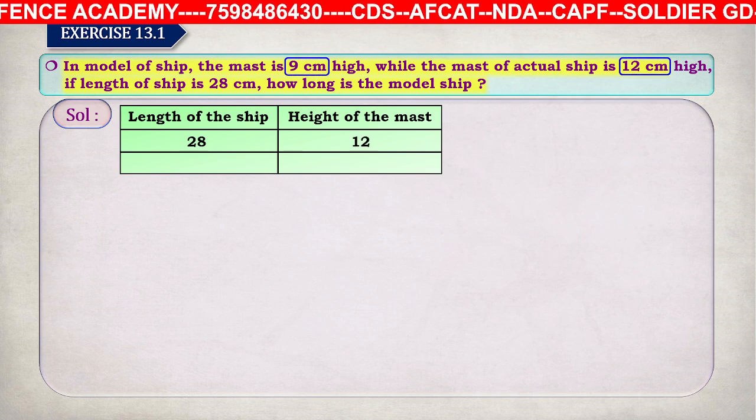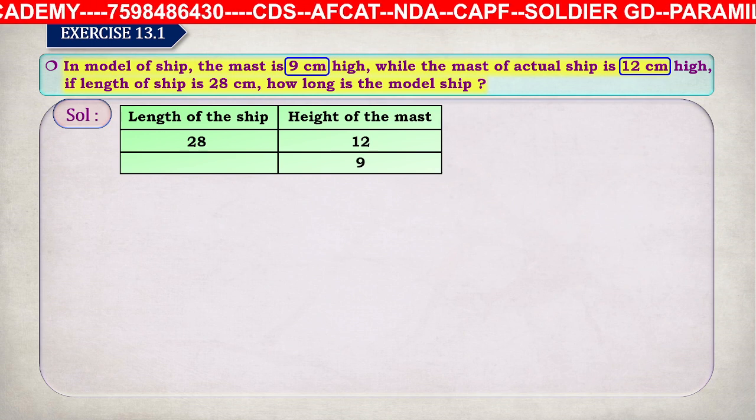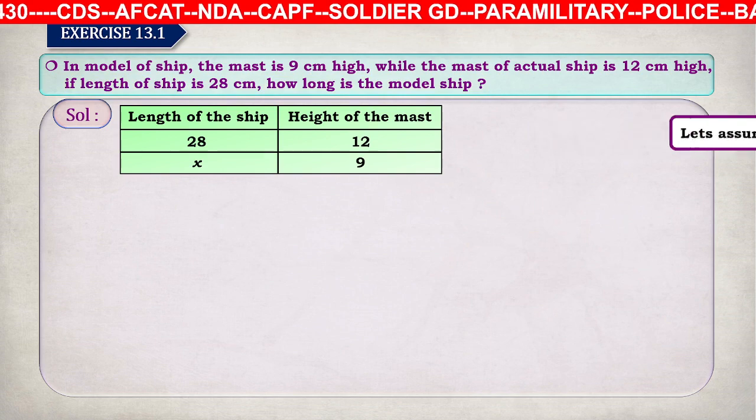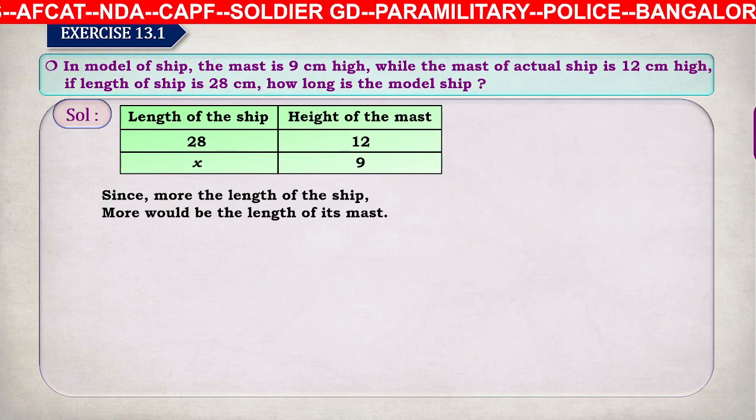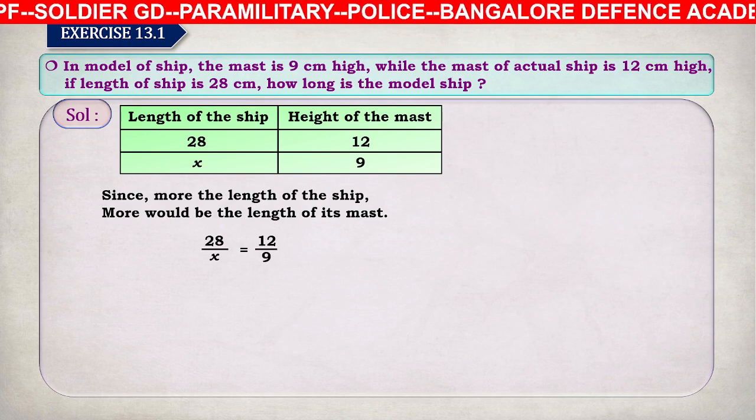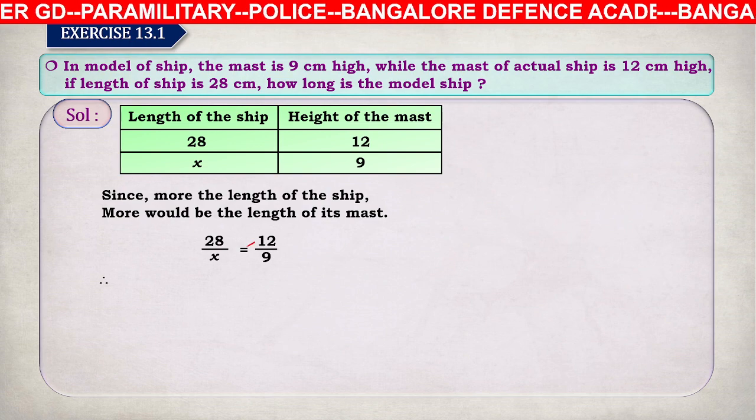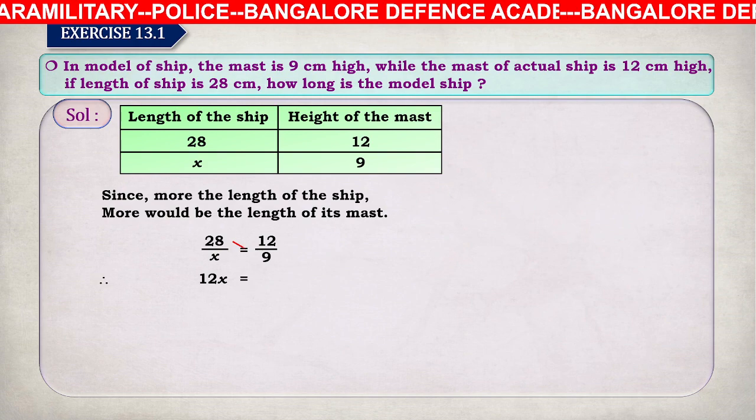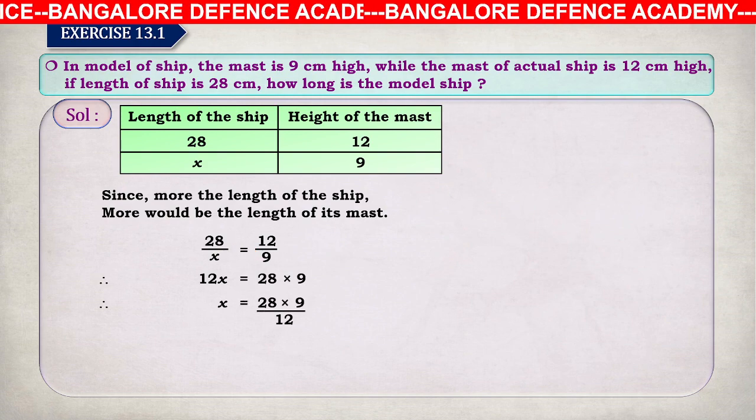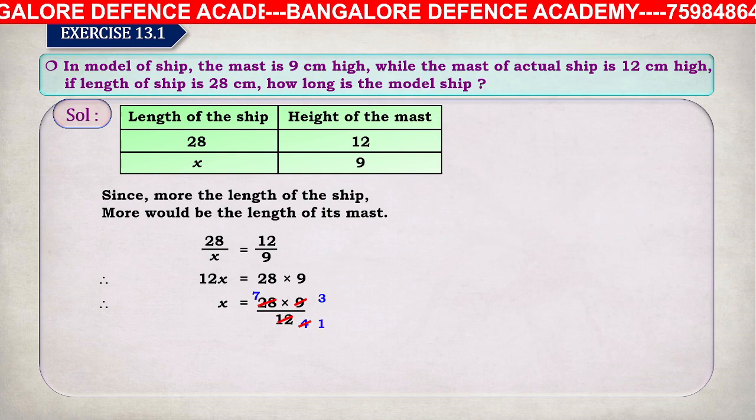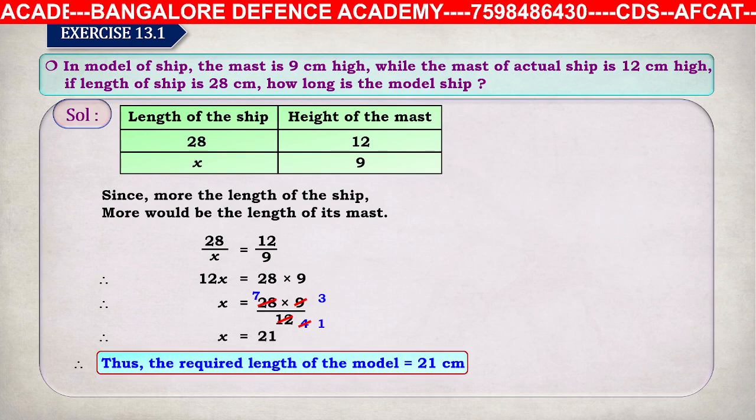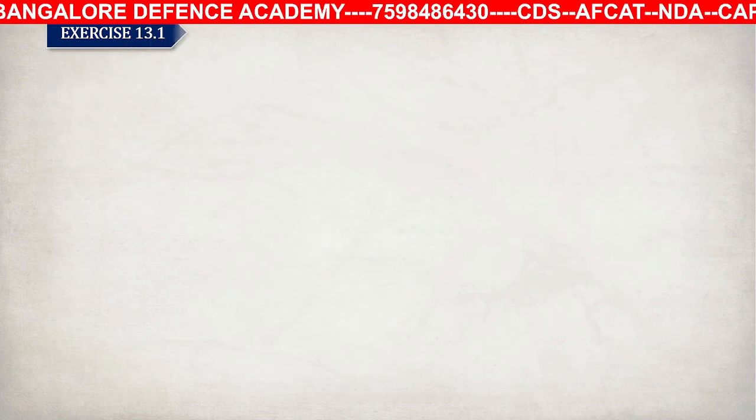Now they are telling if the mast is 9 centimeter, what is the length of the model ship? So I have to find it as x. Now I will take the ratio, that is 28 by x is equal to 12 by 9. So I have to cross multiply now. So 12 into x is equal to 28 into 9, and now x is equal to 28 into 9 by 12. When I simplify this, you get the answer as 21. So the required length of the model is 21 centimeter.